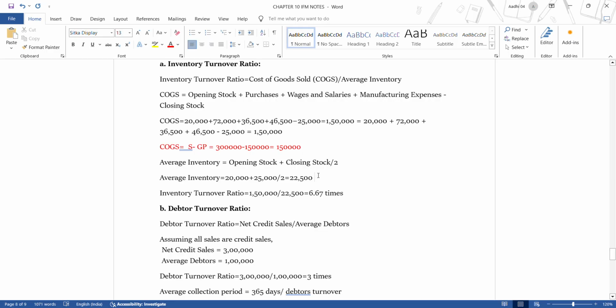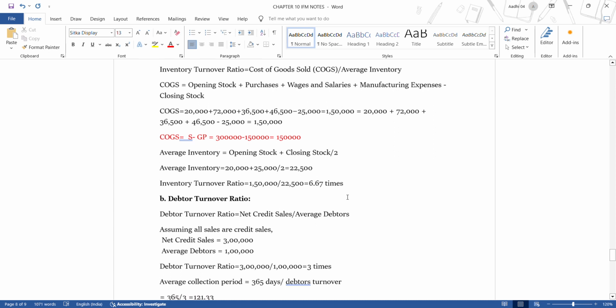Now once you have all the items, what is inventory turnover ratio? That is cost of goods sold divided by average inventory. Your cost of goods sold is 1,50,000, average stock is 22,500, so divided you will get 6.67 times. It is in times, don't forget to write times.